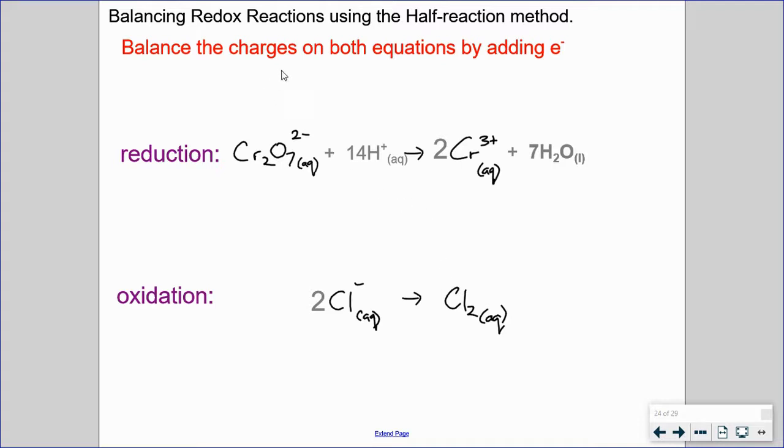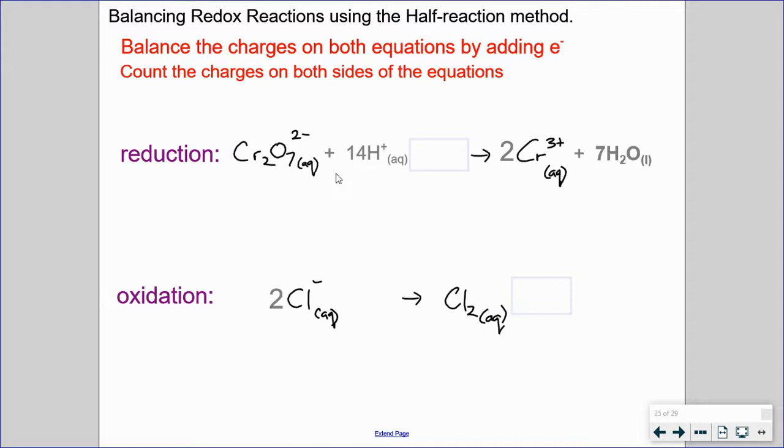Next, we're going to balance the charges on both equations by adding electrons. So to do that, we're going to need to count the charges on both sides of the equations. The charges here are 2 minus and 14 plus. That makes a 12 plus on the left-hand side. Here we have 2 times 3 plus, which is a 6 plus. That means we need to have a 6 electron addition on the left-hand side of this half reaction, because 12 take away 6 equals 6.